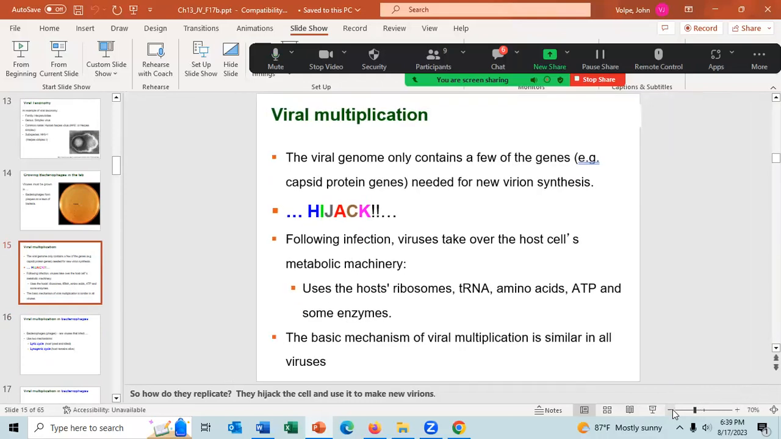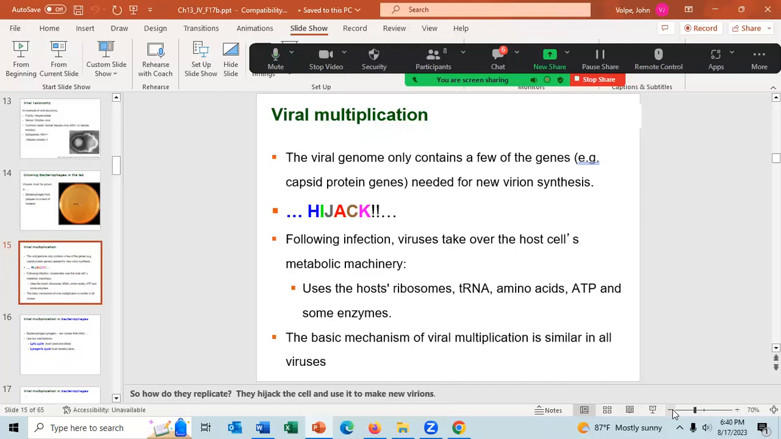For viral multiplication, the viral genome only includes a few genes. And these genes are needed for the synthesis of the new virions. The virus replicates by hijacking the cell and then using the cell's components to replicate the virus. The host cell machinery is used to replicate the virus. Like the ribosomes will translate viral RNA to make the viral proteins.